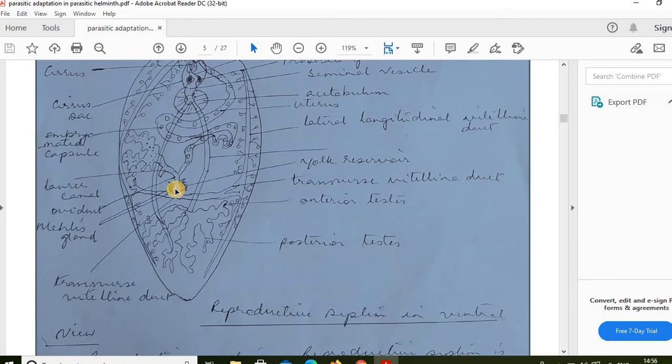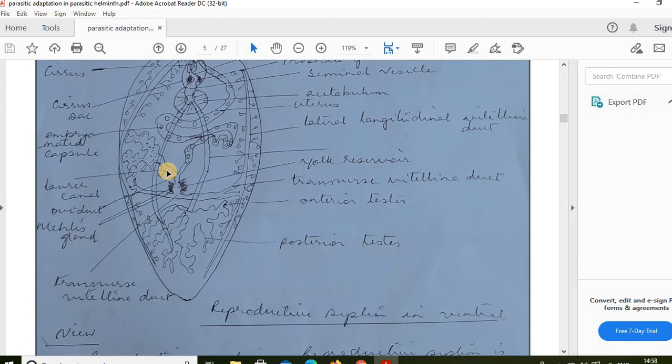So here comes first the female reproductive system. The testis is situated posteriorly, whereas the ovary is anterior. You'll see only a single ovary is present, which is highly branched and is situated on the anterior side of the testis. This ovary is present in the anterior third of the body and opens into the Laurer's canal. This Laurer's canal acts as a vagina in which the cirrus or penis of another liver fluke is inserted, to insert the sperm and spermatozoa so that the egg coming out from this ovary is fertilized and stored in the uterus.